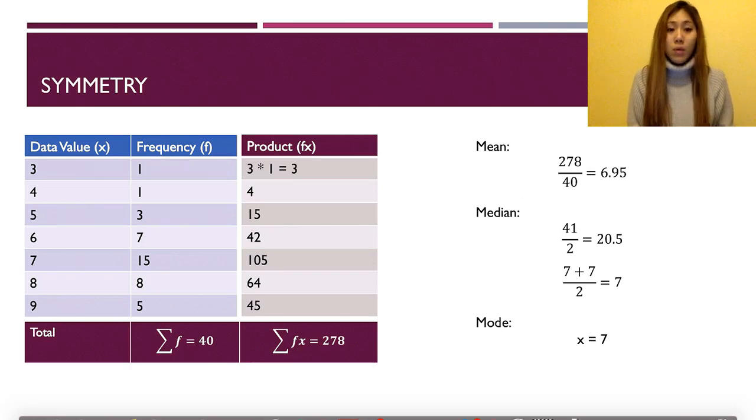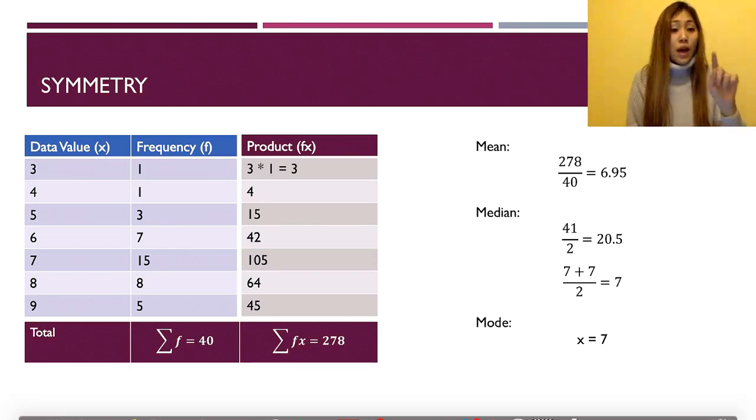Median, we can see, like what we said just now, this frequency total is 40, so we have an even number of values, which means we're going to have to do some calculation. So it's going to be n plus 1 over 2, so 40 plus 1 is 41 over 2 equals 20.5. We're going to look at the data values and the frequencies. 20.5 means that your actual data value is going to fall between the 20th number and the 21st number. So you need to figure out where the 20th number and the 21st number are.